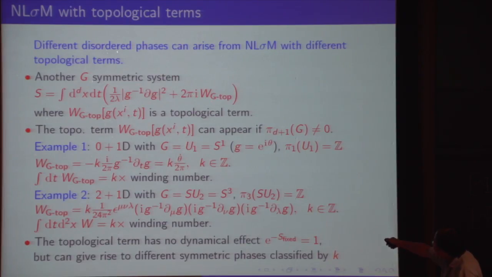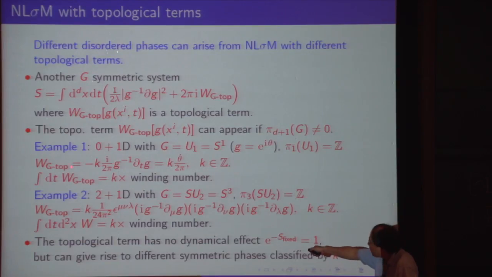I'm sorry, I should say this: the integration of W, I should have a spatial integration as well, is always k times an integer, this winding number. For example, in 0+1 dimension, we have the U(1) group. The U(1) group is S^1, so π_1 of S^1 equals Z. Therefore, we can choose our W to be g inverse ∂g with a coefficient k, and so on.